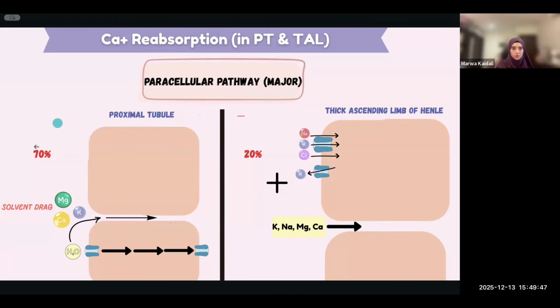The proximal tubule is going to reabsorb 70% of the calcium, so we can say the bulk of calcium is reabsorbed in the proximal tubule. And we have 20% that gets reabsorbed in the thick ascending limb of Henle.